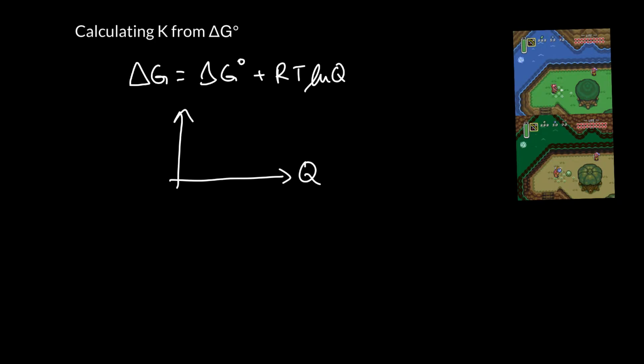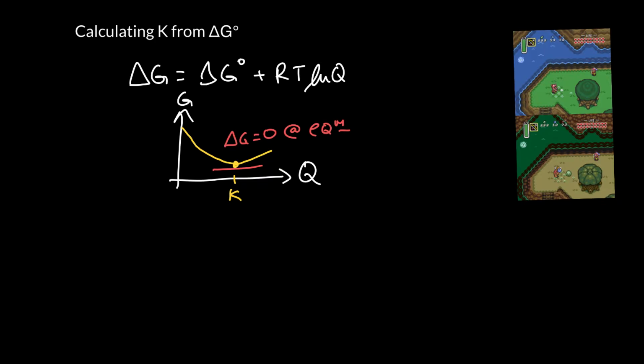So delta G, we saw, was equal to delta G standard plus RT natural log of Q, the reaction quotient. And we know that as a reaction proceeds, we can calculate G versus the reaction, and we'll find that G will bottom out at equilibrium. At this point, Q is equal to K, and delta G is equal to the slope of this graph. So we know that delta G is essentially equal to 0 at equilibrium.